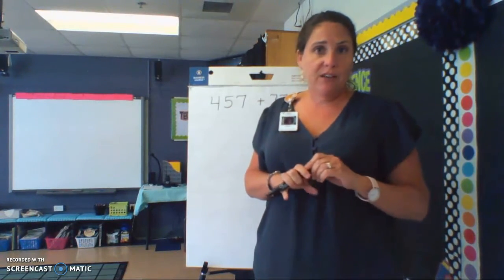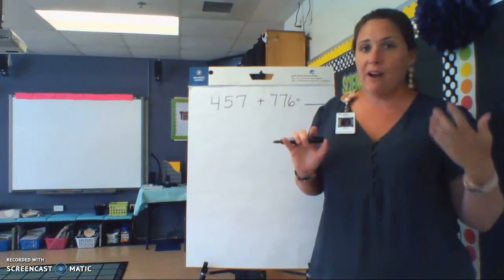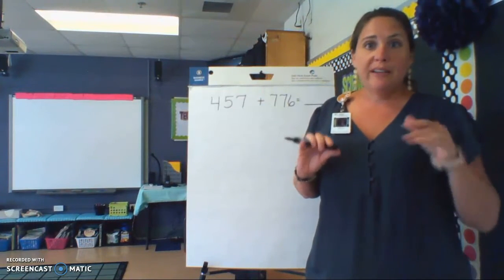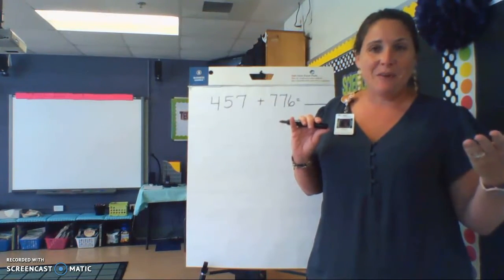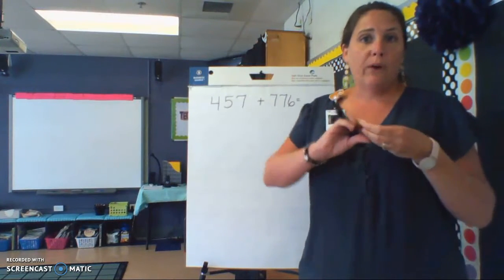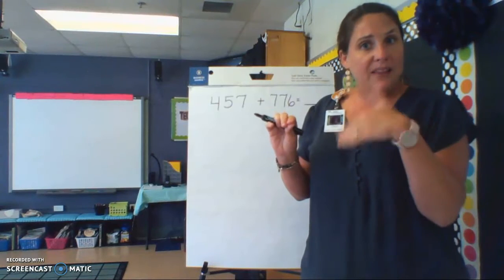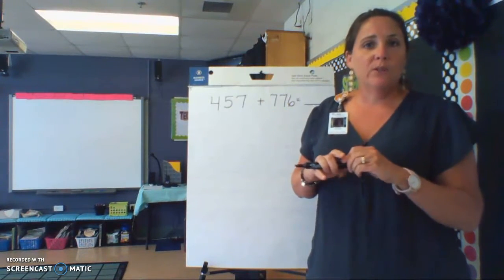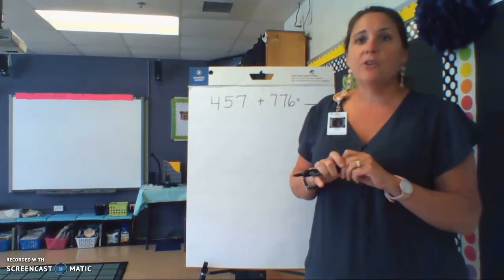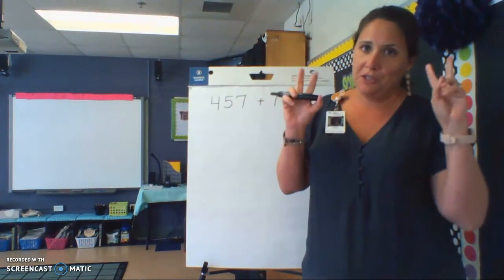You may have a strategy of your own that's working and you're getting the right answers. So feel free to keep doing that if you're getting the right answers. But I'm going to do it by breaking apart, so decomposing the numbers and adding by each place. And then I'm also going to work it out using the U.S. Standard algorithm, or the traditional way.